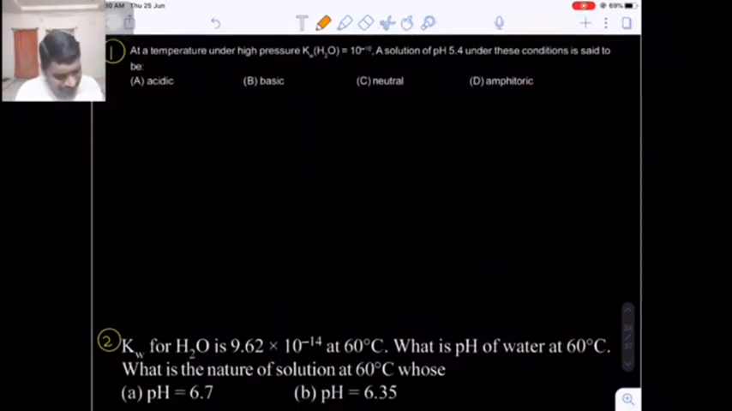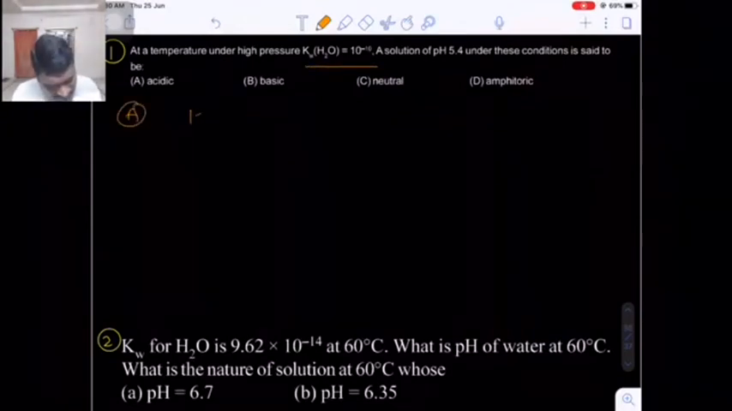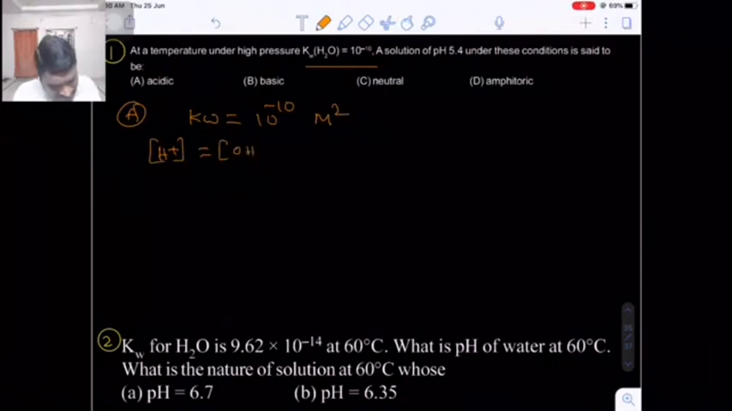At a certain temperature, the Kw value given to you is 10 raised to minus 10. What is the Kw value given in the question? Ionic product of water given 10 raised to minus 10 moles per liter whole square. Now do you know, at any temperature, the H plus ion concentration or OH minus ion concentration will always equal the square root of Kw. This is valid for all temperatures. Now what is the Kw given to you? 10 raised to minus 10. Okay, square root of 10 raised to minus 10 is nothing but 10 raised to minus 5.